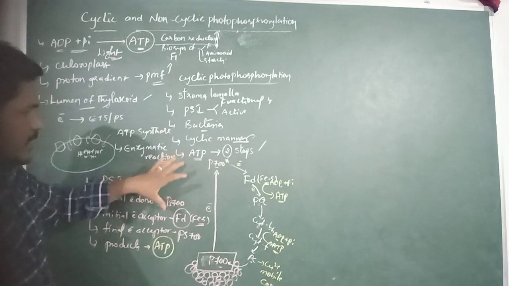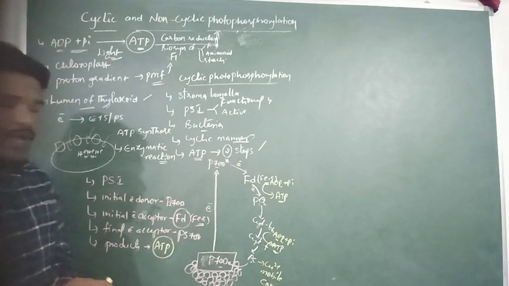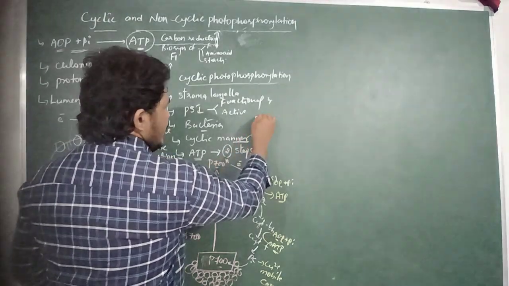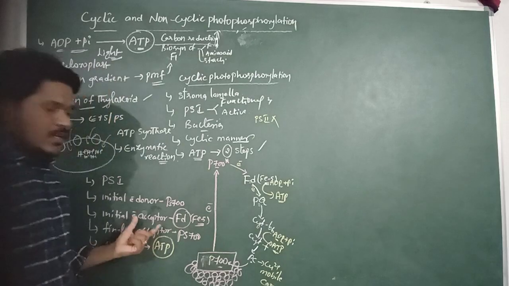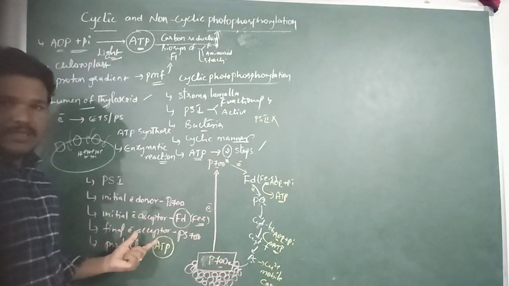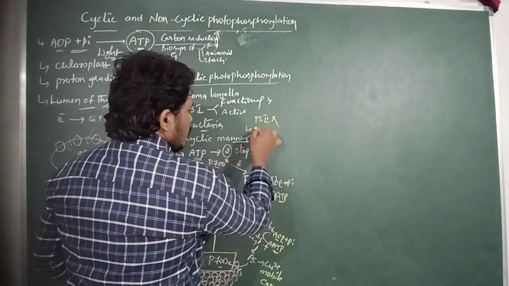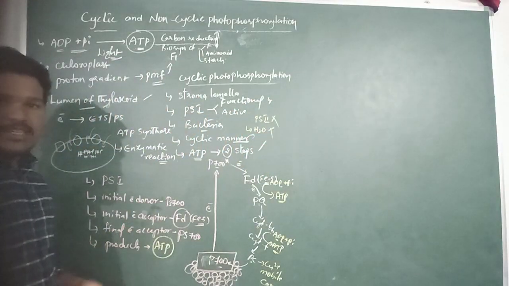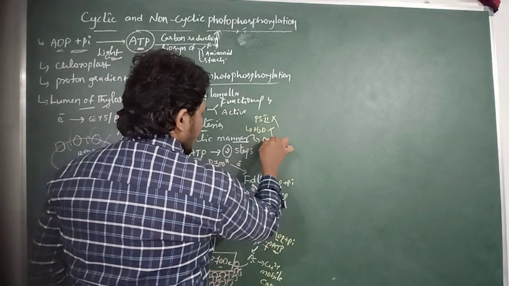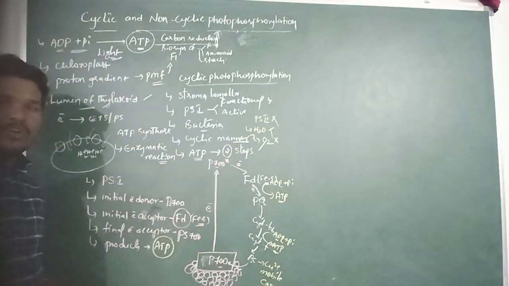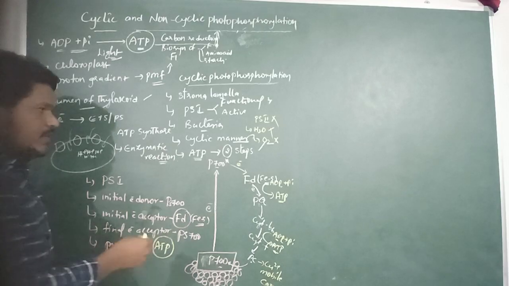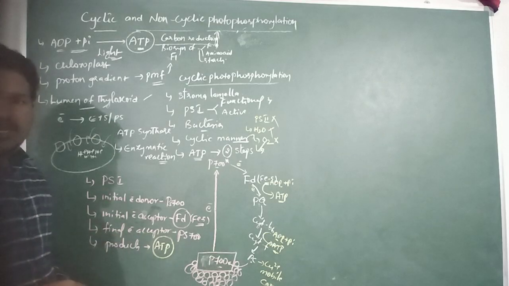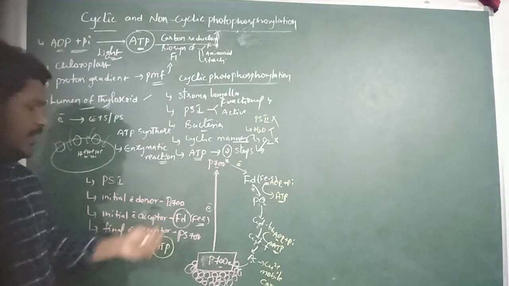So in the cyclic photophosphorylation there is no involvement of PS2. PS2 is not involved, and there is no photolysis of water. It is not associated with photolysis of water, and also does not release oxygen during the cyclic photophosphorylation. And there is a lack of the NADP plus reductase enzyme.